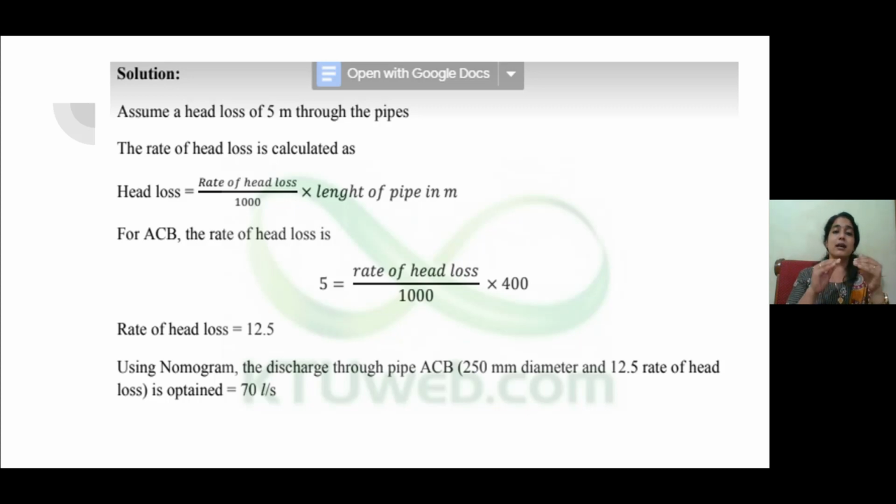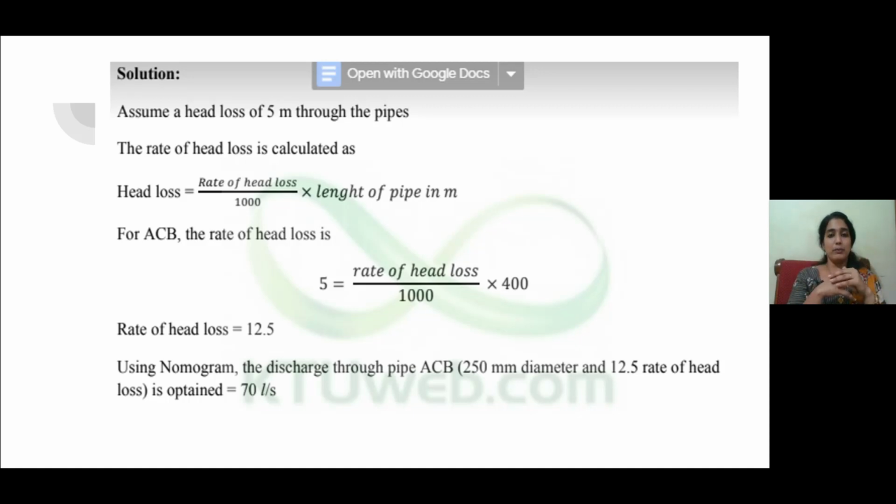First, we consider the route ACB, where 5 is the head loss and 400 meters is the length of the pipeline in that path. That is, 5 is equal to rate of head loss divided by 1000 into 400. Then we can calculate the rate of head loss and we get a value of 12.5.